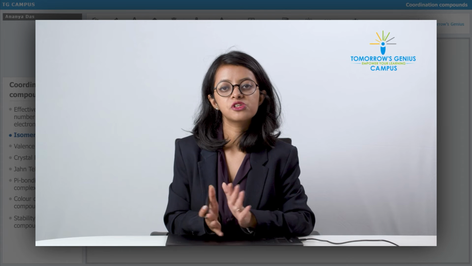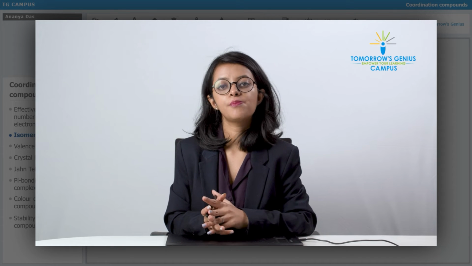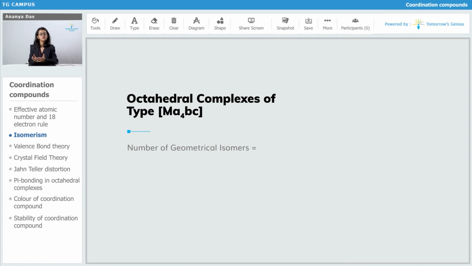Now the number of geometrical isomers is equal to the number of possible pairs, and for this type of complex the number of possible pairs was just 2. So there are 2 geometrical isomers. Now next let's go to the number of optical isomers. Number of geometrical isomers are 2.